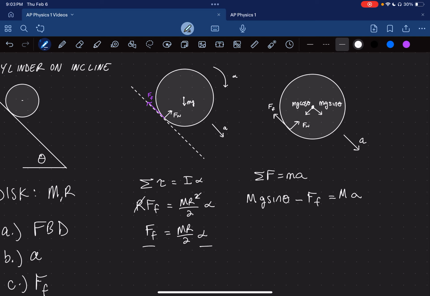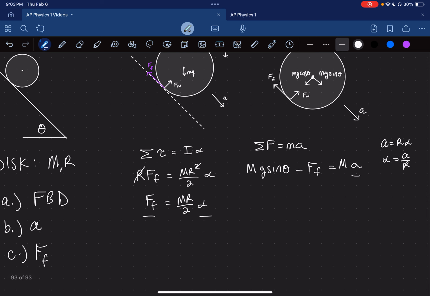All right, what do we know here? We know m, we know g. Theta is given. We know theta. We don't know friction and we don't know acceleration. Three unknowns, two equations. We need another equation. A is r alpha, so alpha is A over R. We don't ask for alpha. We're going to substitute it. We can get rid of it. We can erase these. Just pointing that out.